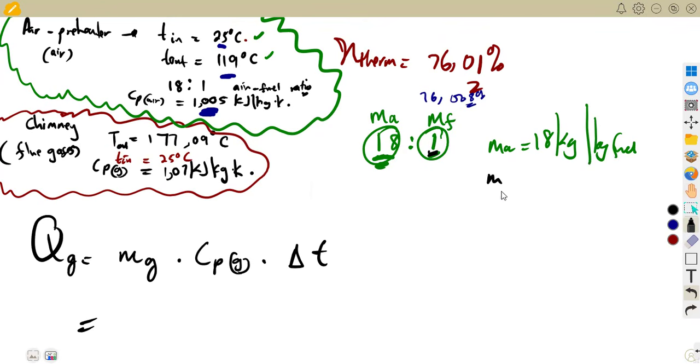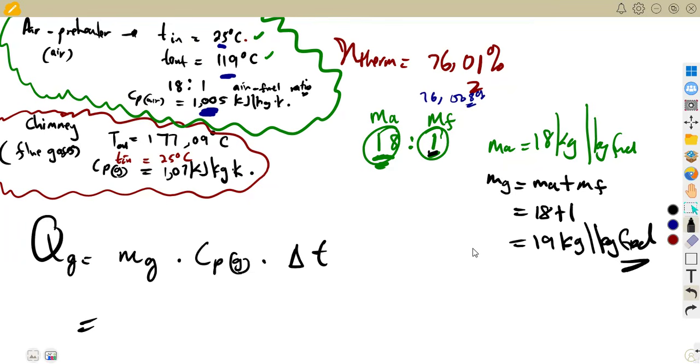So the mass of the gases is going to be the mass of air plus the mass of fuel, according to our ratio. This is 18 plus 1, which is going to be 19 kilograms per kilogram fuel. So this is the mass of the gases. That's how you find it. So that is going to be 19 times the specific heat capacity of the flue gases.